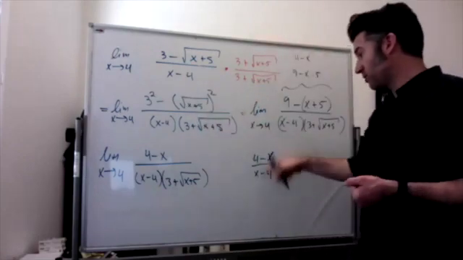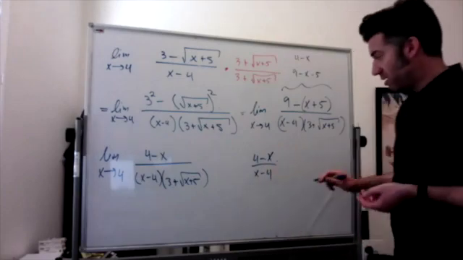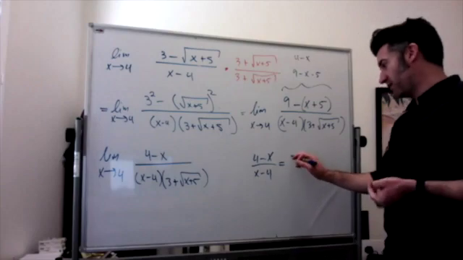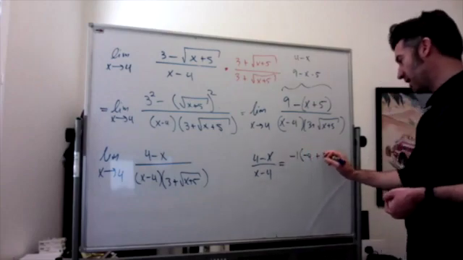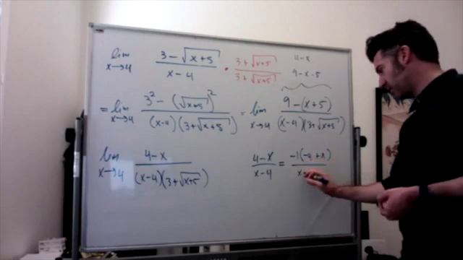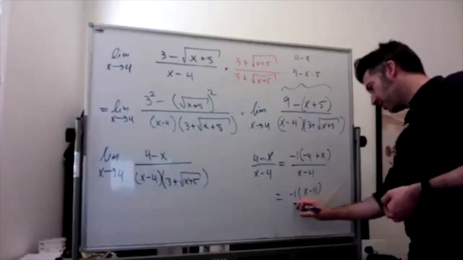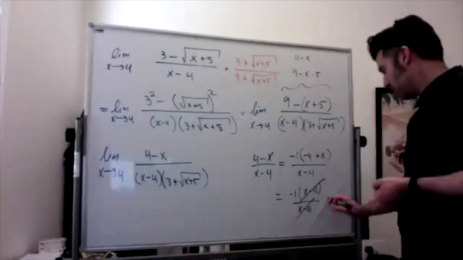So since x isn't equal to 4, what is this equal to? Well, you can either factor out a -1. If I factor out a -1 from the top, I'm left with -4 plus x over x minus 4, which is equal to -1 times x minus 4 over x minus 4. And x minus 4 is canceled.